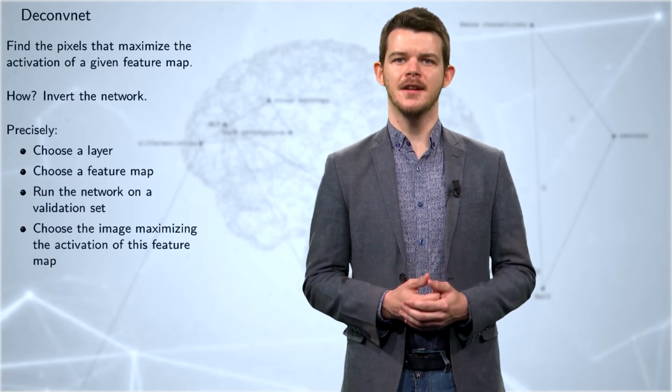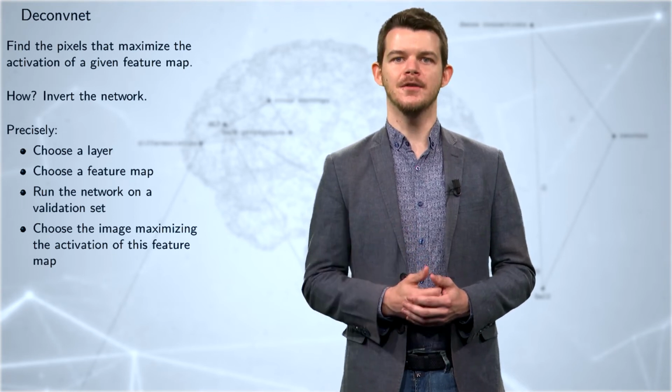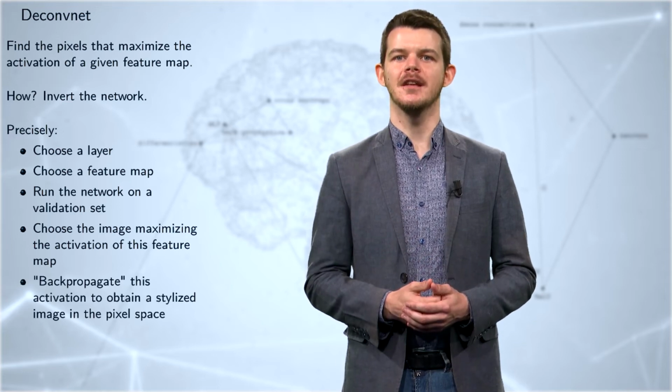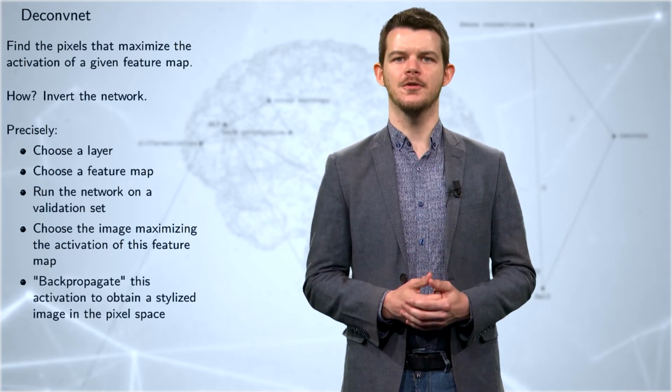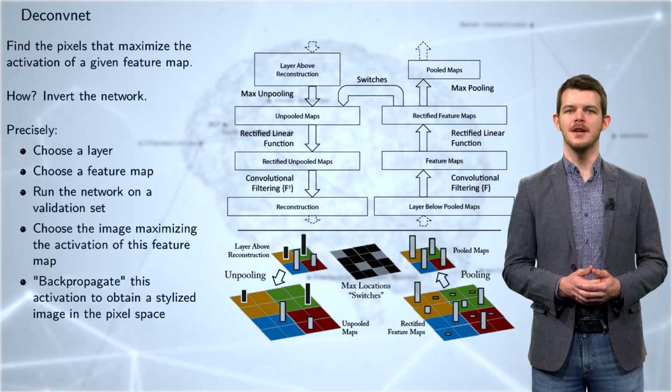Once this image is selected, we want to invert the network, that is, to start from the feature map associated to this image and to go back and try to find a stylized image in the original space. This procedure is displayed in the scheme here.